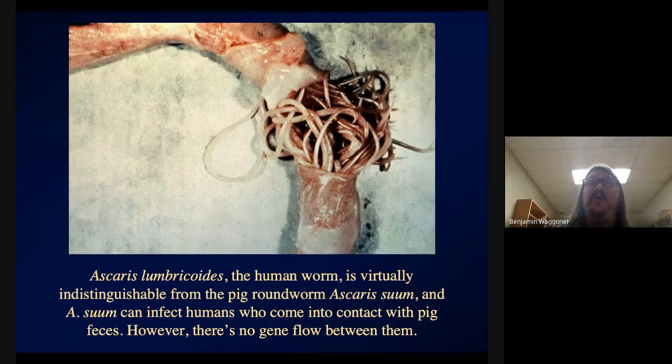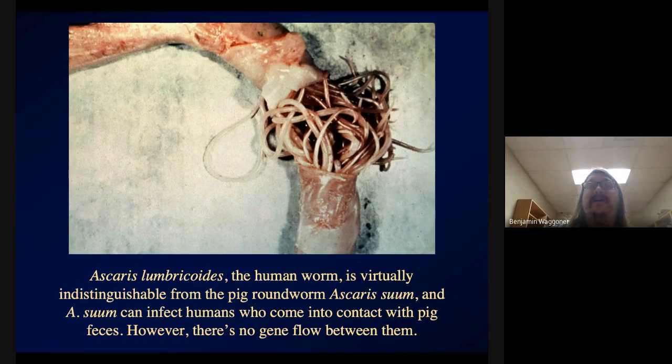Oh, sorry, I should have warned you again. That's pig intestine this time. Ascaris lumbricoides is virtually indistinguishable from a pig roundworm, Ascaris suum. They do seem to be separate species. They don't seem to have any gene flow between them. It's a reasonable hypothesis that Ascaris lumbricoides might have evolved from pig roundworms right about the time that humans were domesticating pigs and keeping them in close proximity and eating them. I'm not sure, though. That would be an interesting thing to look at.